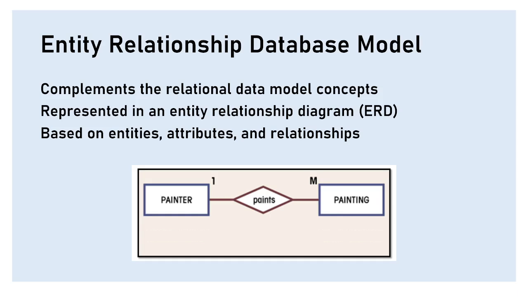Here we have a painter, given as 1, and this is the painting. The painter is here, the painting is here, and they have a relationship with the paints. This kind of entity relationship model will allow us to do things that might not be possible in the relational database model.